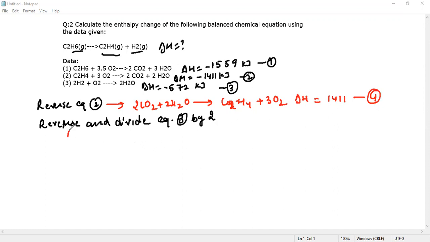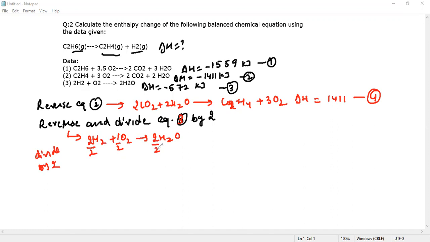Now, what is the outcome of this operation? Reverse equation number 3 and divide it by 2. So let's go ahead. First, divide this equation by 2. So I'm just going to write the equation as it is: 2 hydrogen plus O2 gives you 2 water. So first, let's divide by 2.